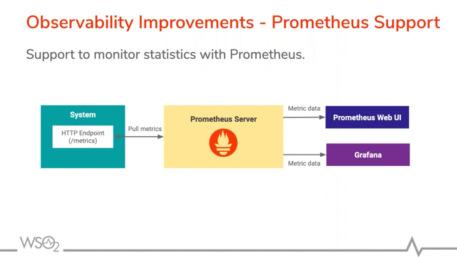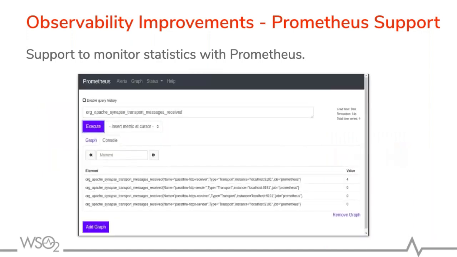And then we have improved observability. We have provided the capability of integrating the enterprise integrator or the micro integrator with the Prometheus server. We expose our metrics endpoints so that the Prometheus server can pull the metrics, and you can configure it. You can view the statistics through Grafana or the Prometheus web UI or whatever you want, in the way you want.